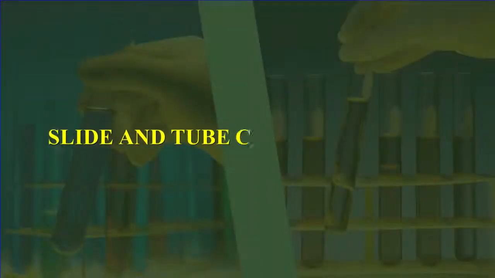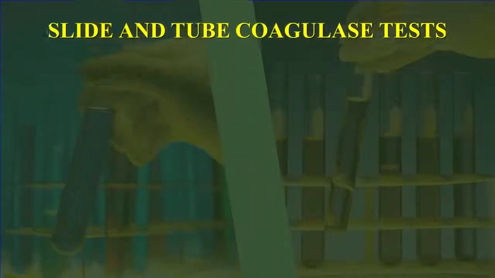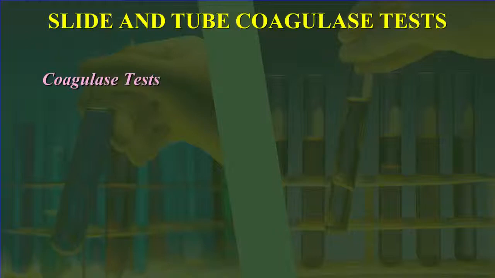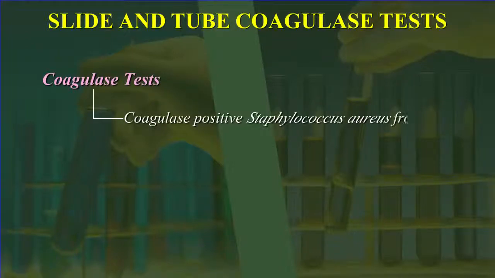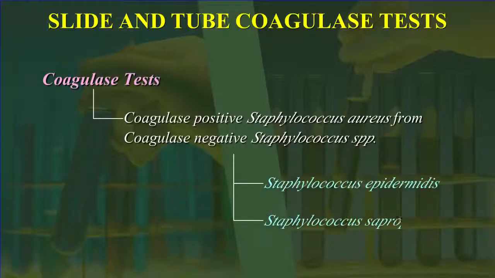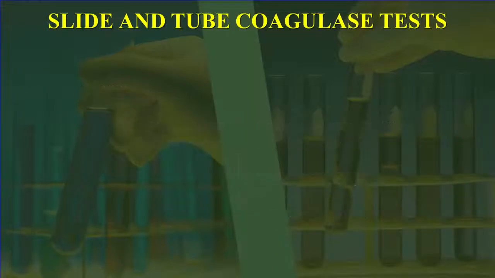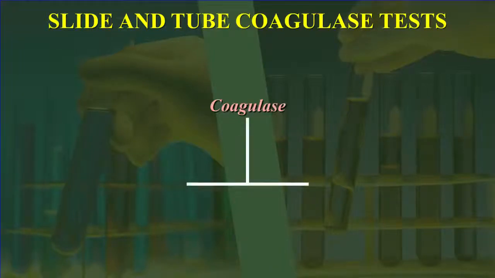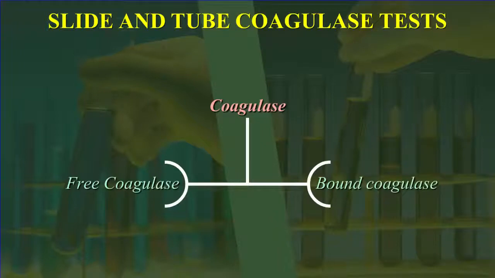Slide and tube coagulase tests. Coagulase tests are used to differentiate coagulase positive Staphylococcus aureus from coagulase negative Staphylococcus species like Staphylococcus epidermidis, Staphylococcus saprophyticus, etc. Coagulase is an enzyme which occurs in two forms, free and bound.